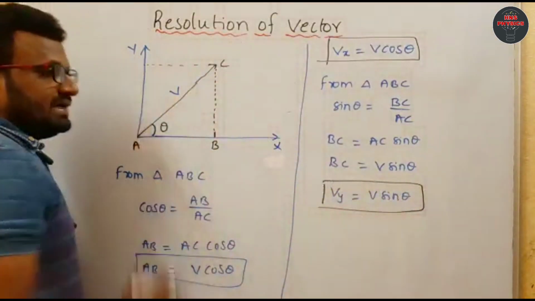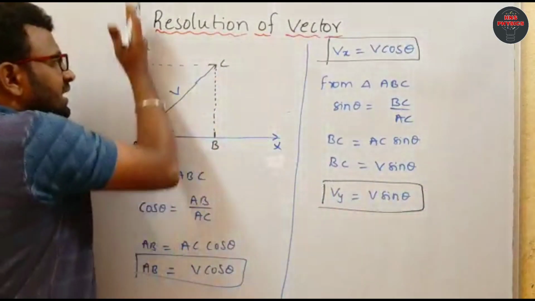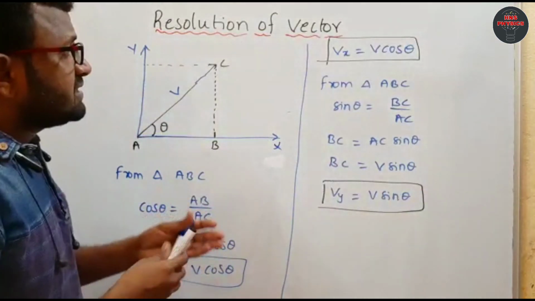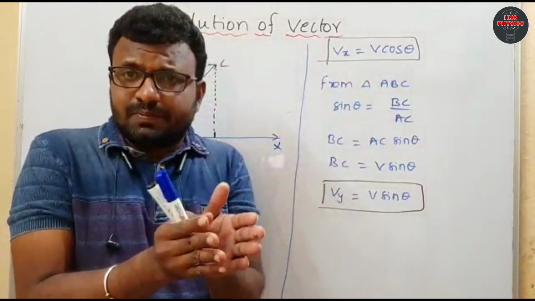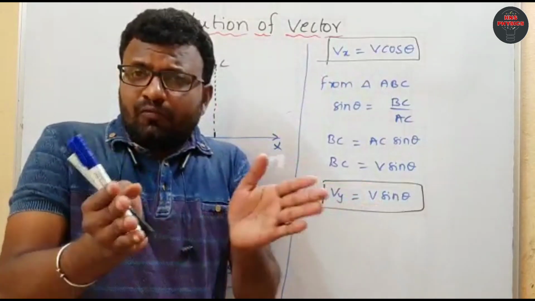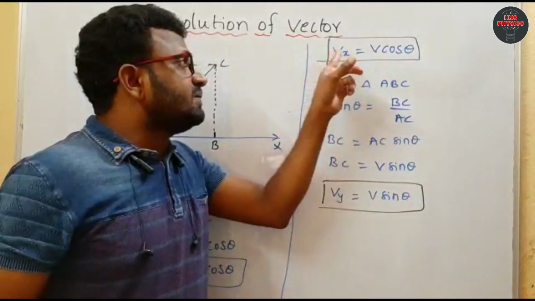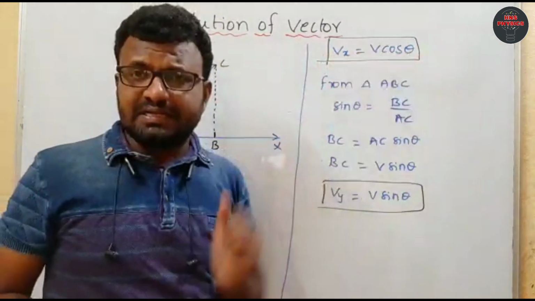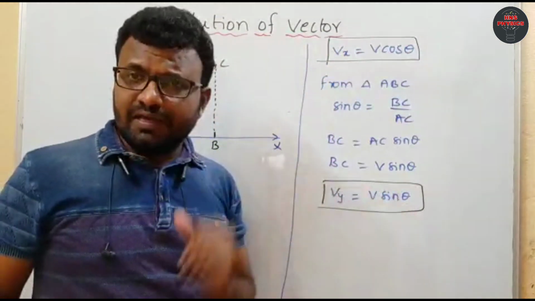Along the y-axis, or velocity component along the y-axis. So this is nothing but a resolution of a vector. The velocity is split into various parts. So what are the various parts? One is Vx and the other one is Vy. Vx is nothing but V cos theta, Vy is nothing but V sin theta.